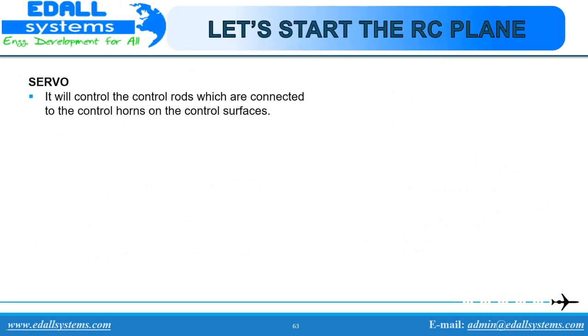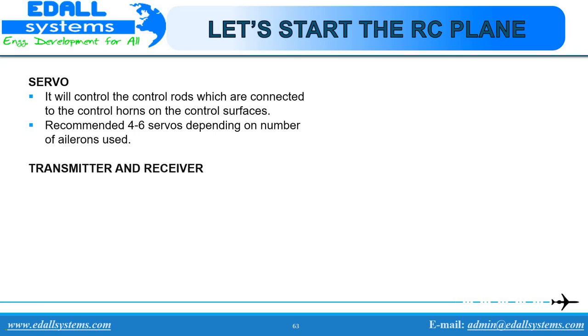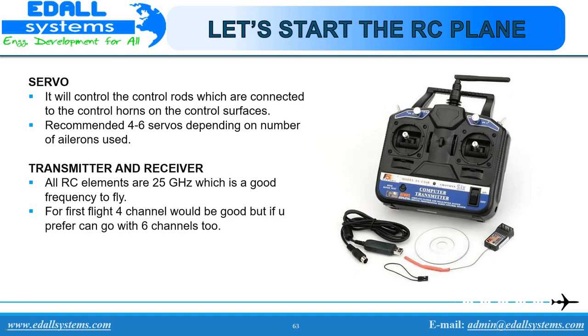Servos. These are used to control the elevator, rudder and aileron control surfaces. Usually, servos depend on the number of control surfaces we will be using on the RC plane. The transmitter and receiver of a radio-controlled RC must both be on the same frequency so that the aircraft can be controlled in flight. In this case, 2.4 GHz frequency is good to fly. This is an important part of the RC plane because if it fails, the plane cannot be controlled further.